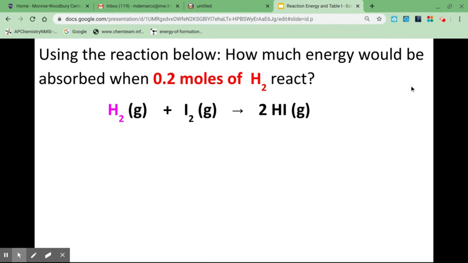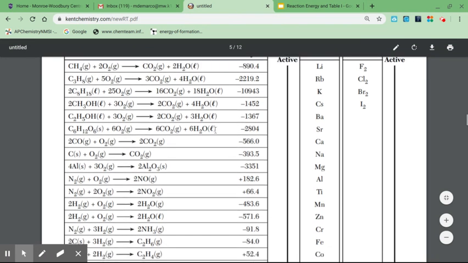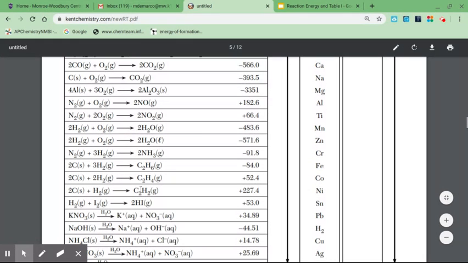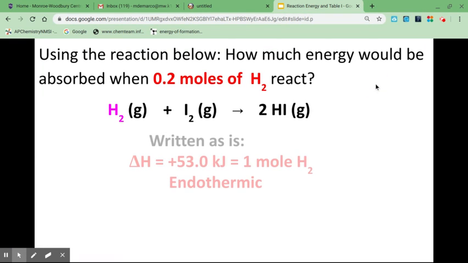In example 2, use the reaction below. How much energy would be absorbed when 0.2 moles of H2 react? So again, I highlighted H2 because that's the question we're going to be looking at. So step 1, I have to look this up on table I. So H2 plus I2, right here. H2 plus I2 gives me 2HI. It's positive 53. So is it written the same way? It is. So I know by looking up on table I, it's written as is.